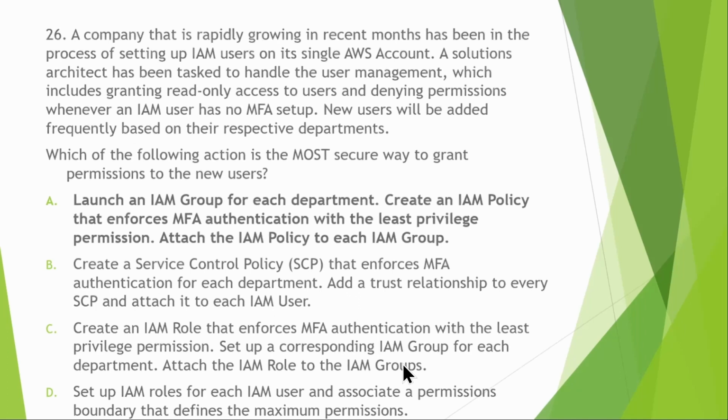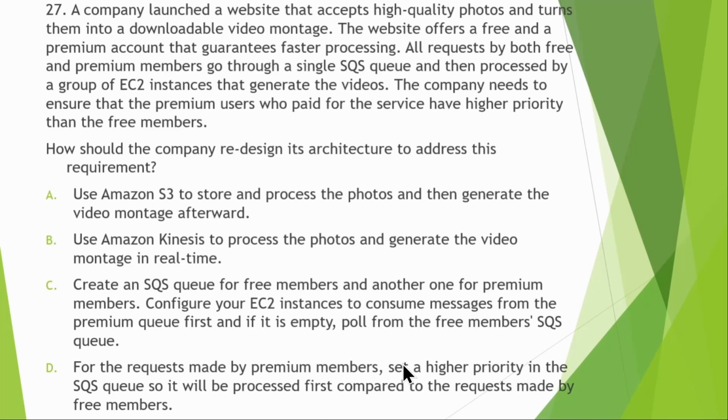Okay. Coming to the next question, a company launched a website that accepts high quality photos and turns them into a downloadable video montage. Okay. The website offers a free and a premium account that guarantees faster processing. All requests by both free and premium members go through a single SQS queue and then are processed by a group of EC2 instances that generate the videos. The company needs to ensure that the premium users who paid for the service have higher priority than the free members. Okay. How should the company redesign its architecture to address this requirement?